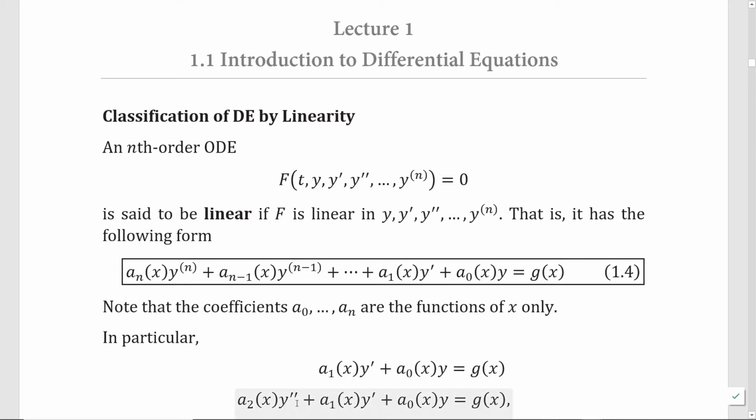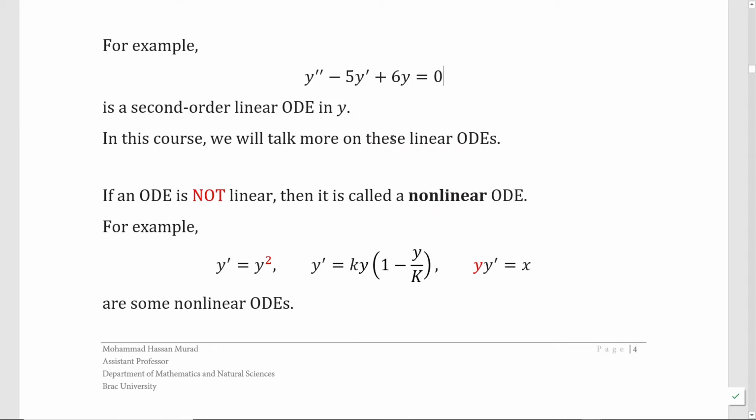Similarly, the second equation we see here is a second order linear ordinary differential equation. For example, y double prime minus 5y prime plus 6y equals 0 is a second order ordinary differential equation in y, which is linear. And we will talk more on these linear ordinary differential equations throughout this course.